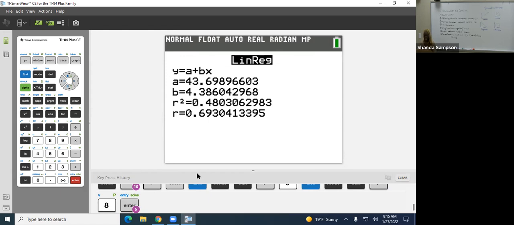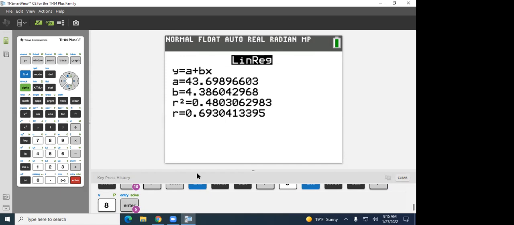Everybody cool? If you did not get this in Zoom land, please say something so that I know that you know what's going on. Yeah, I got that.